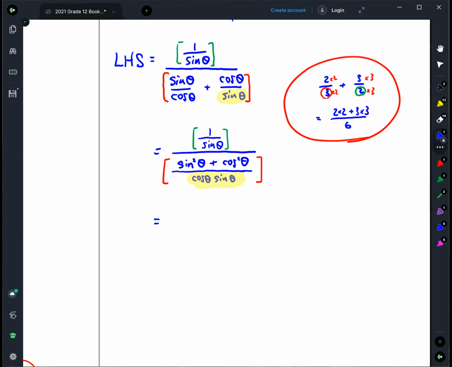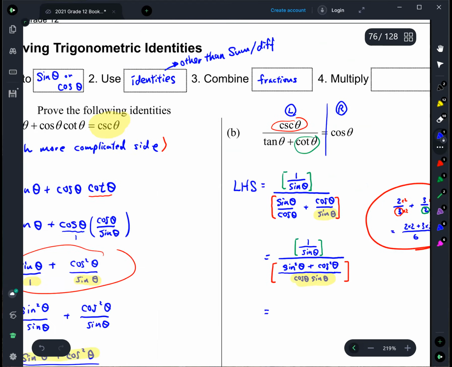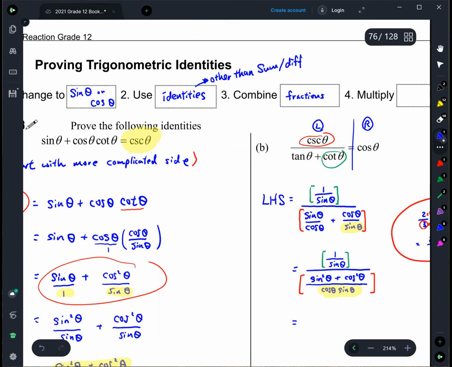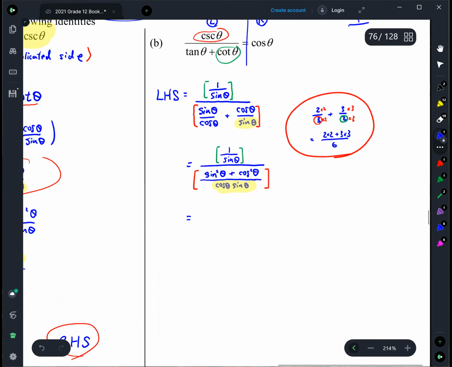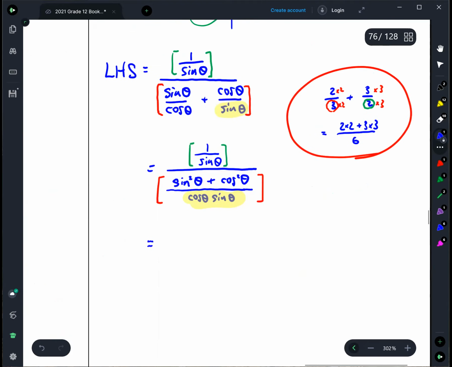You can make sine squared theta plus cosine squared theta into 1, right? Yes, okay, so that's an identity. So you see, I told you it's not in a particular order. So once we combine the fraction, we can go back and look for any identity that we can use. So we see sine squared plus cosine squared, it becomes 1, okay? So everything else you copy it again.